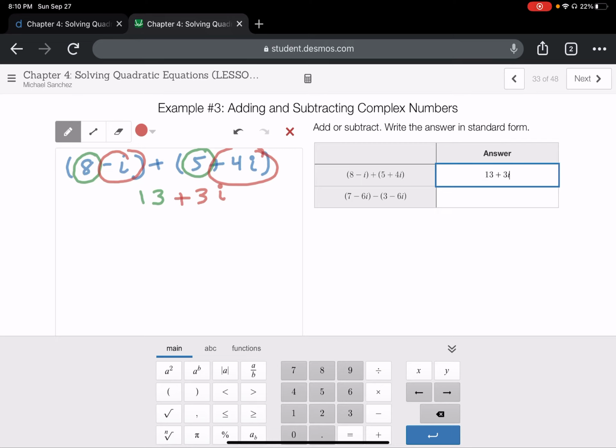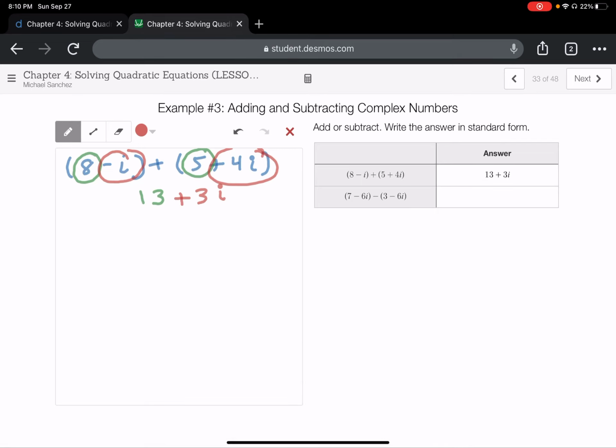And let's make sure that we remember that this is standard form. The real part is written first, and then the imaginary. So real, then imaginary.